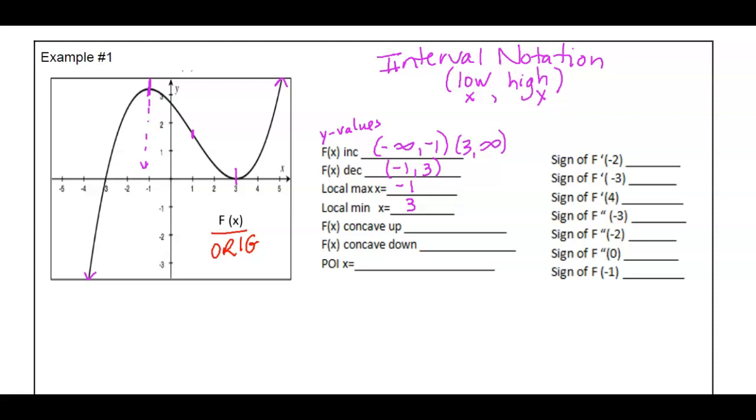So I'm going to say it is concave up from 1 to infinity, because look at this curvature.